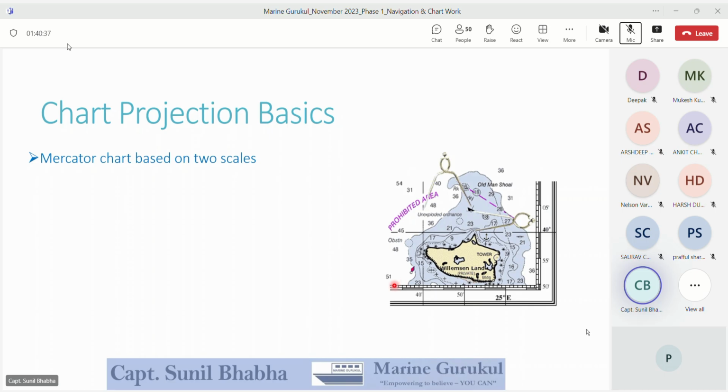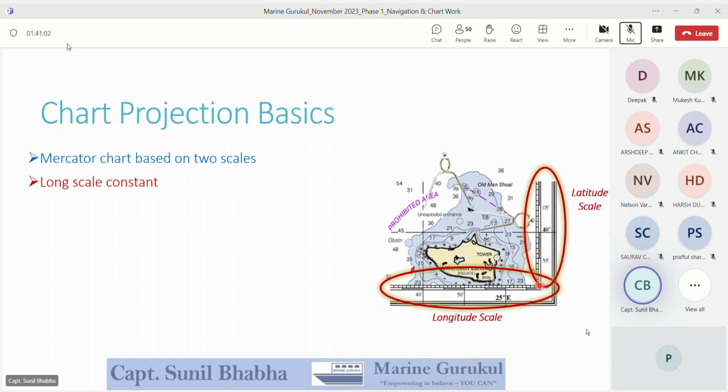Now a Mercator chart is constructed on the basis of two scales. You see one of the scales, the horizontal one, which is at the bottom of the chart, is known as the longitude scale. And you see a vertical scale also on the right side of the chart. The vertical scale is the latitude scale.